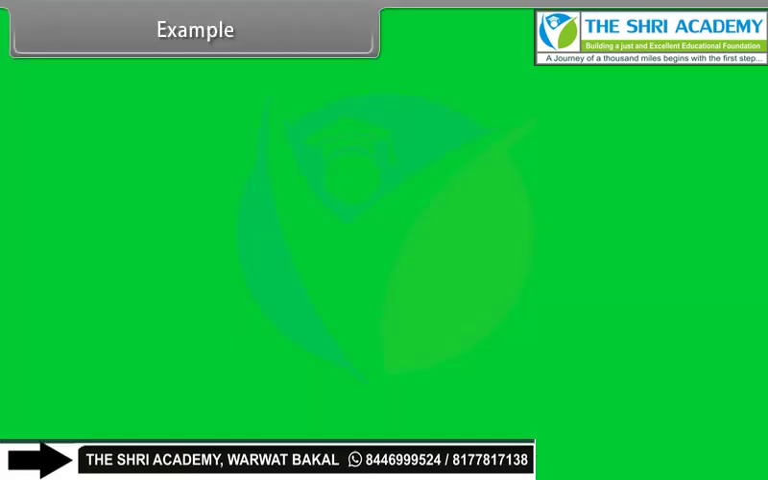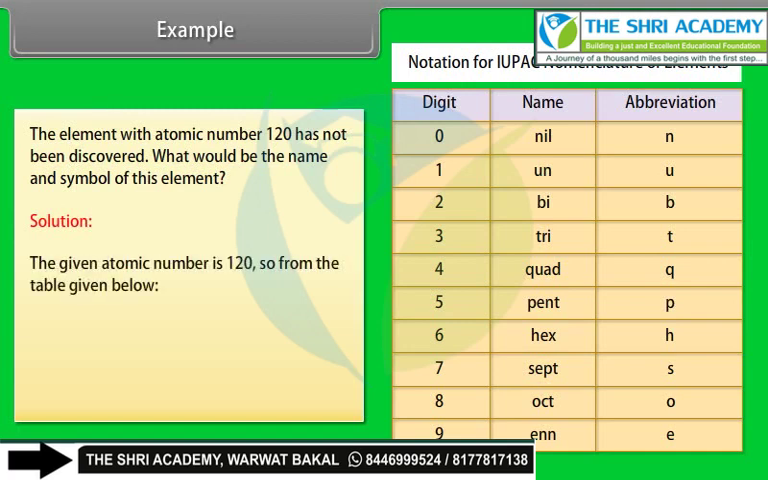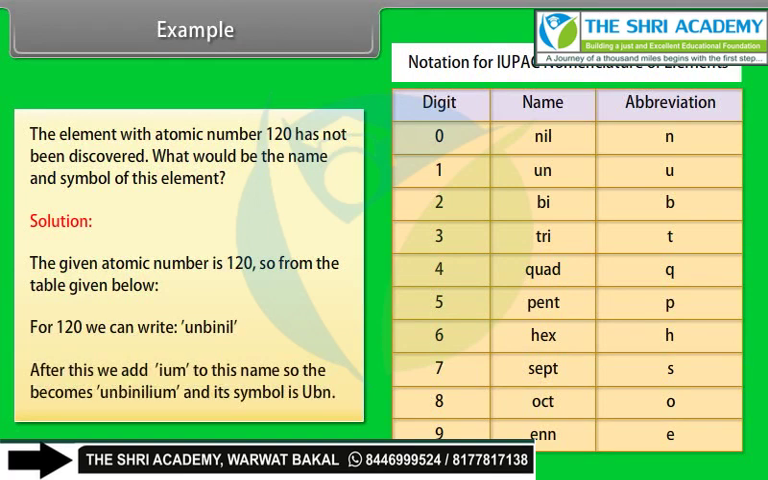Example: the element with atomic number 120 has not been discovered. What would be the name and symbol of this element? Solution: the given atomic number is 120. So, from the table given below, for 120, we can write unbenyl. After this, we add -ium to this name so it becomes unbenylium and its symbol is Ubn.